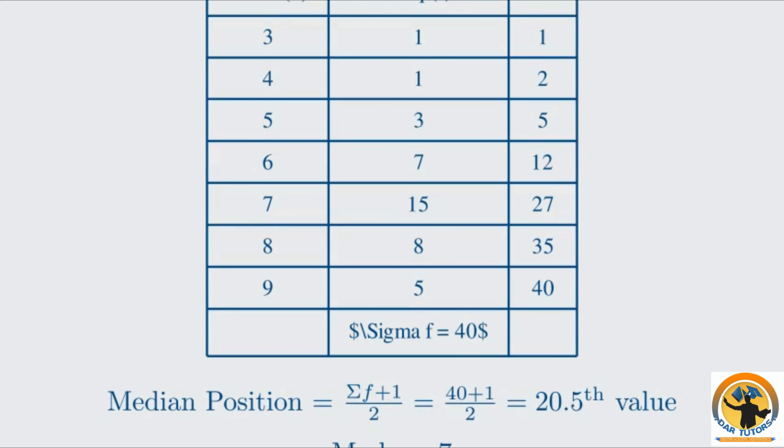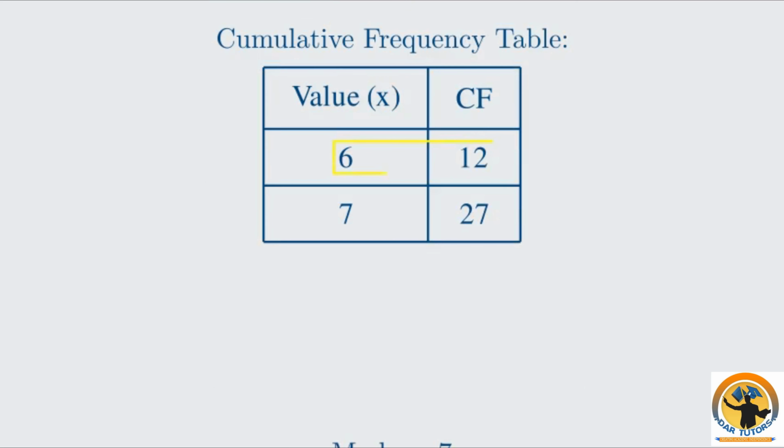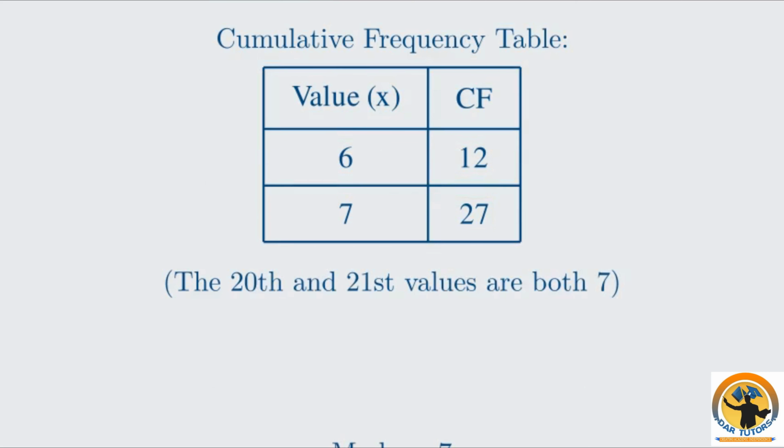The total frequency, n, is 40. The position of the median is n plus 1 divided by 2, which is 41 divided by 2, or 20.5. So, the median is the average of the 20th and 21st values. Now we use the cumulative frequency column to find these values. The 12th value is 6. The 20th and 21st values must therefore both be 7. So, the median is the average of 7 and 7, which is simply 7.